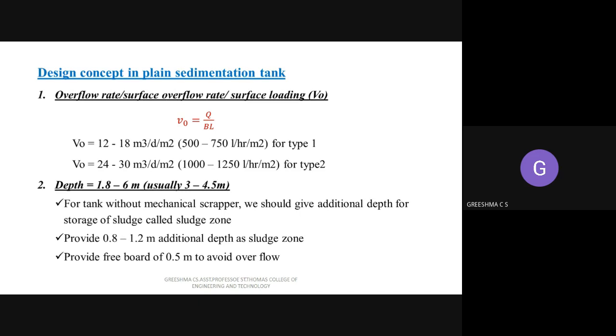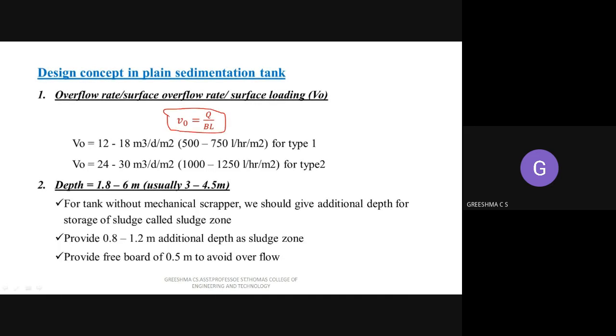In this module mainly we will be designing a plain sedimentation tank, normally having a rectangular or a circular shape. Coming to the design concept, the first term you need to know is the overflow rate, or surface flow rate, or surface loading, denoted as Vo, which is equal to Q divided by BL, that is discharge divided by breadth into length.